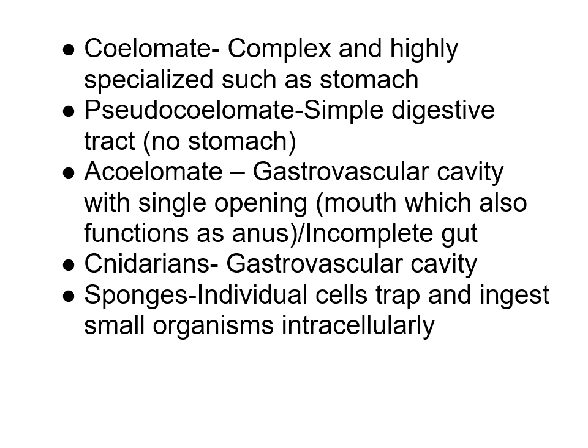A coelomate is an organism that is complex and highly specialized because it has a complete digestive system such as a stomach and so on. Pseudocoelomates have a simple digestive tract, meaning they don't have a stomach. Acoelomates have a gastrovascular cavity with a single opening where the mouth also functions as an anus. Cnidarians are an example of a gastrovascular cavity, while sponges, since they are only made up of cells, individually trap cells and ingest small organisms intracellularly.